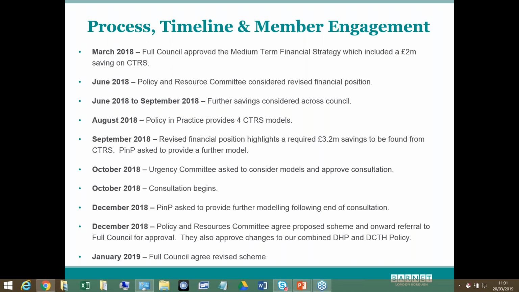Clearly, as you can see through my timeline there, things were done in a shorter period of time, which did cause us problems. The governance structure here at Barnet also required us to get approval to consult first, so we had to call an urgency committee, then we had to go to our policy and resources committee, before it even got to full council. So I think whoever's going to be moving forward with this in future needs to make sure they've built those governance processes into their timeline as well, to make sure that they're able to meet certain committee meetings, etc., where these schemes need to be approved.